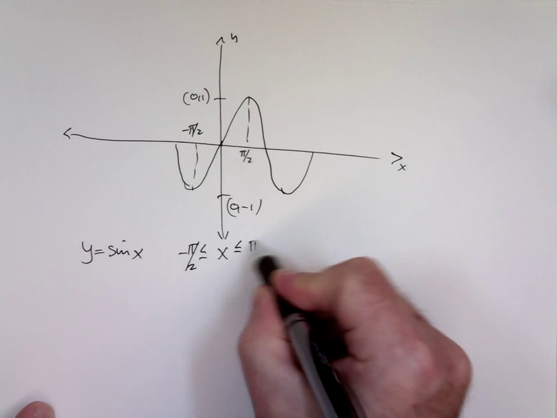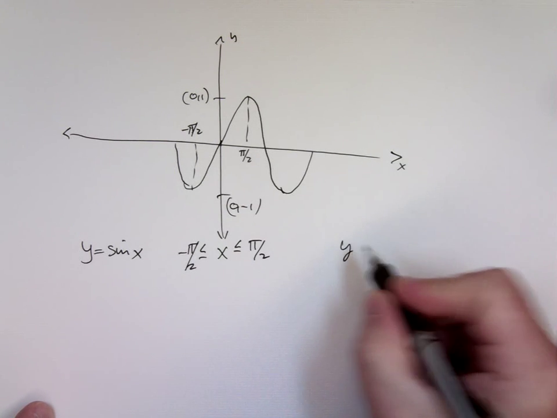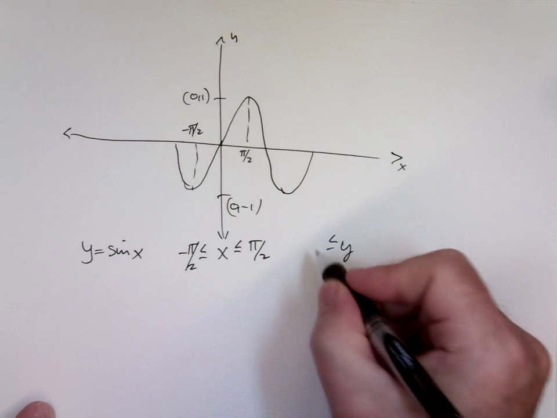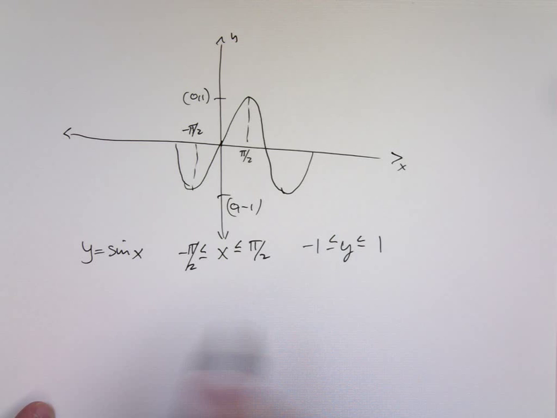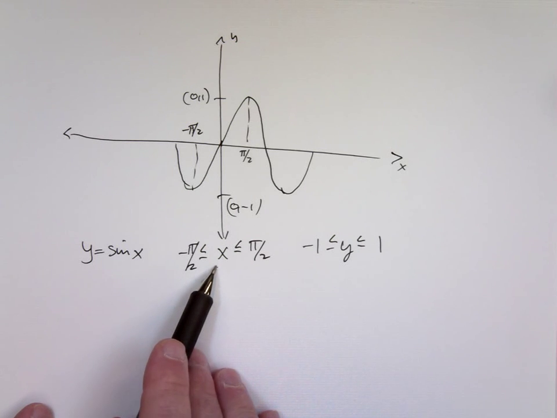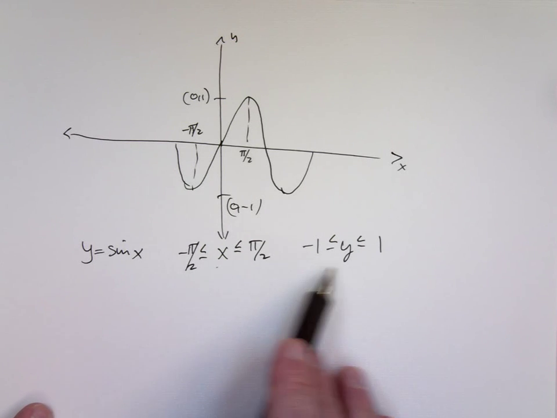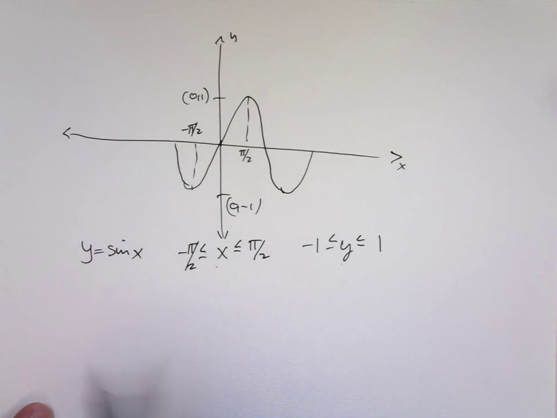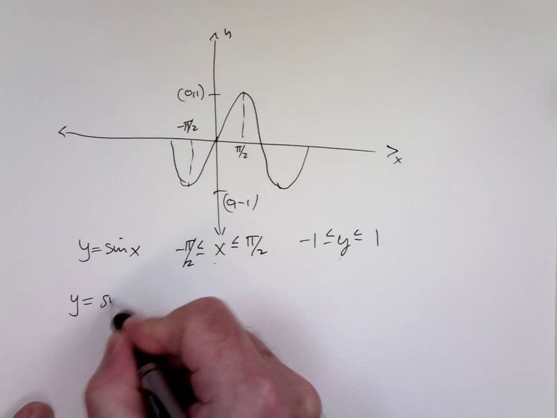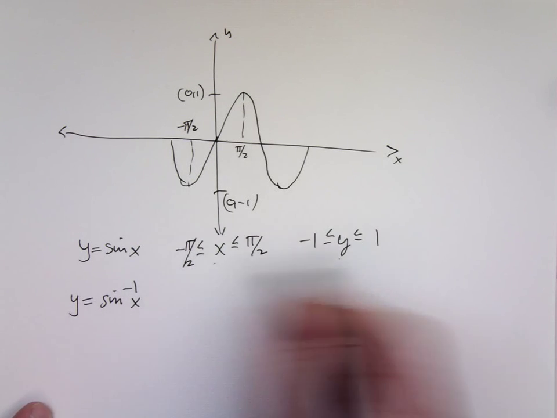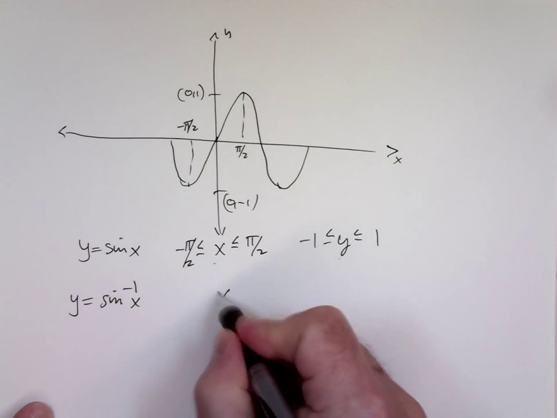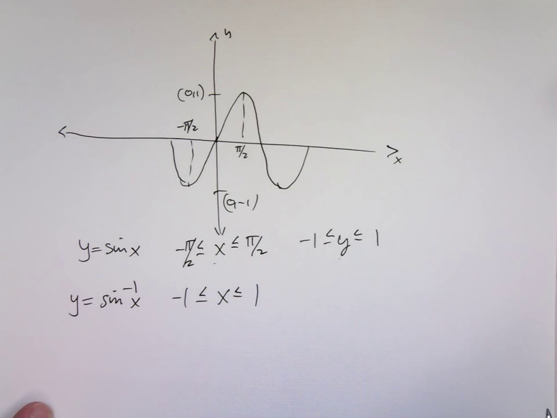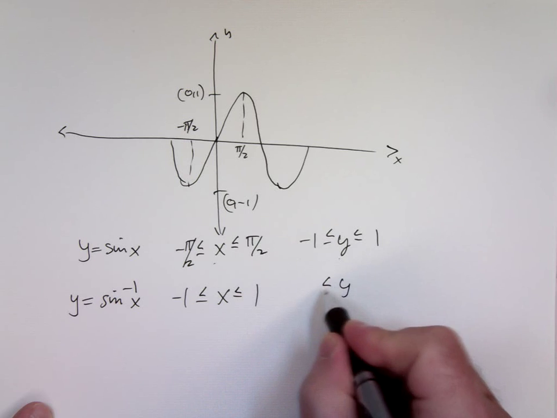Our y values, the values of the function itself, are going to be from -1 to 1. Our domain consists of angles from negative pi over 2 to pi over 2, the result of which is a real number from -1 to 1. Now, when we take our inverse sine, the arc sine function, the x's and y's swap. The x's are going to be real numbers from -1 to 1, and the y's are going to be angles from negative pi over 2 to pi over 2.